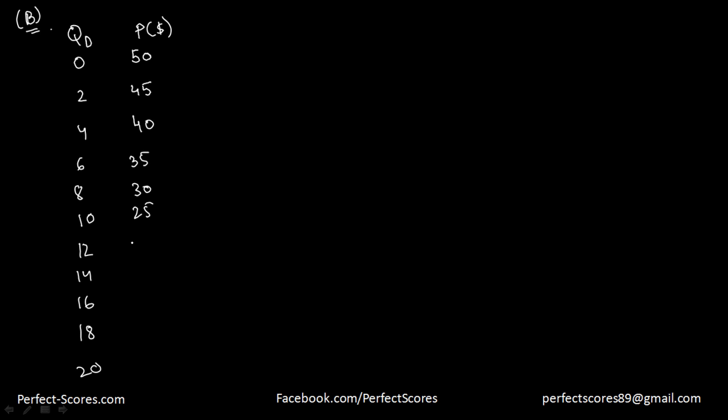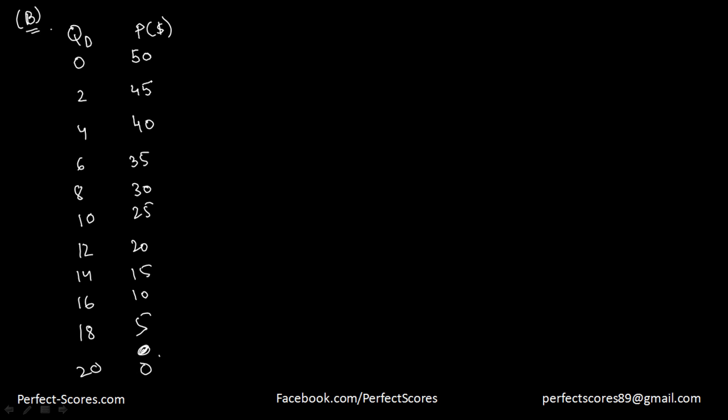Let's suppose the quantity demanded is 0 and the price is $50. This is in dollars. And let's suppose the quantity demanded is 2, the price decreases and becomes $45. It becomes 4, 6, 8. These are the numbers that I'll assume: 12, 14, 16, 18, and 20. The price keeps on decreasing as the quantity demanded increases. When there is no quantity demanded, the price is $50, and when there are 20 units of quantity demanded, the price is $0.